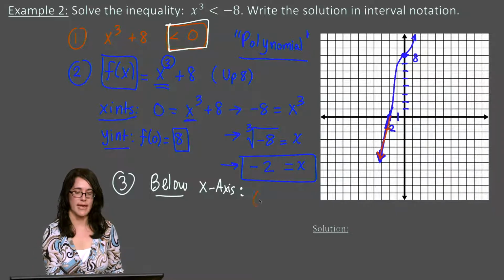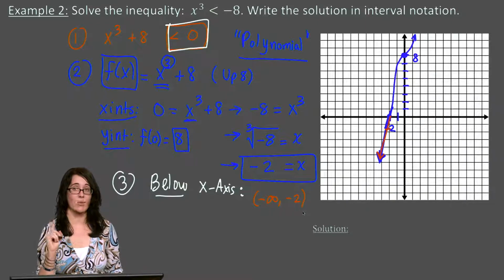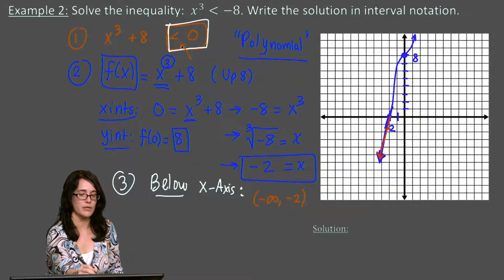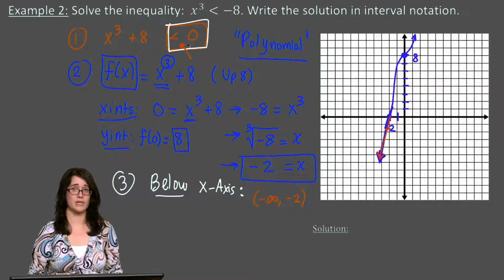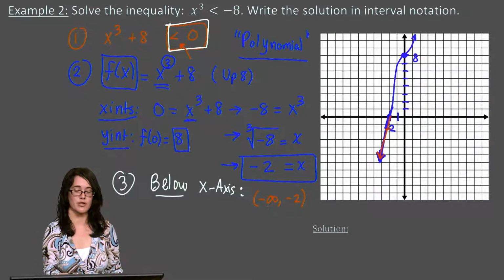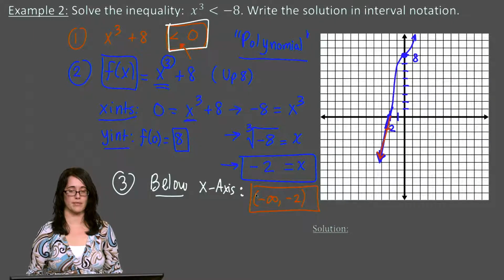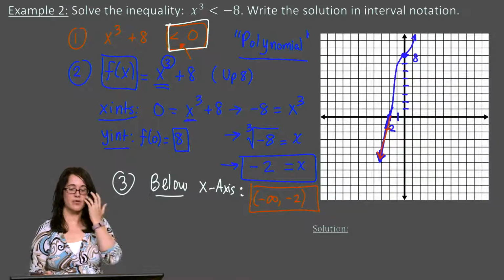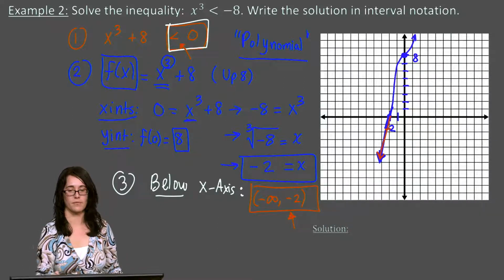So I would say -infinity until -2 with parentheses. Again, why not brackets? That's right, because we don't have an or equal to here. You're not actually allowed to equal an output of 0. You must be below 0. That's why -2 itself is excluded. Only values left of -2 would produce this. And again, you should check to make sure this makes sense, right? Pick a value in that region, like -3, for example.